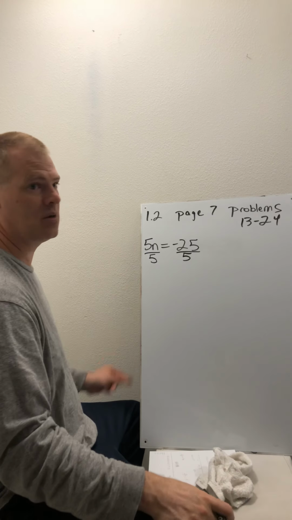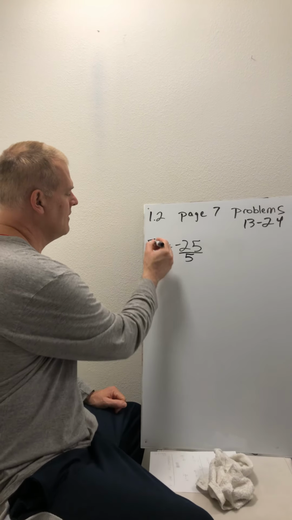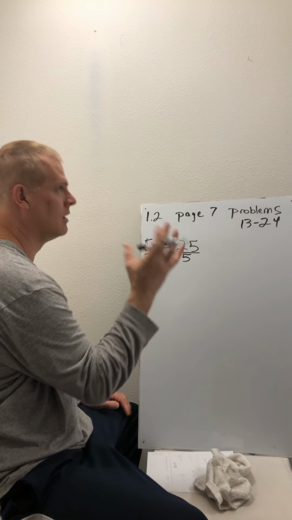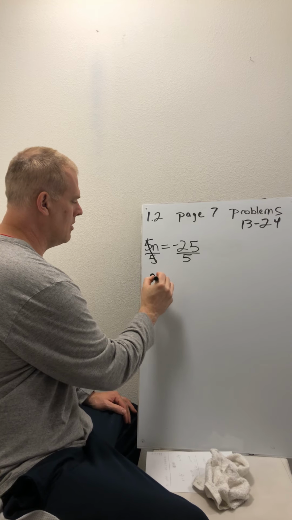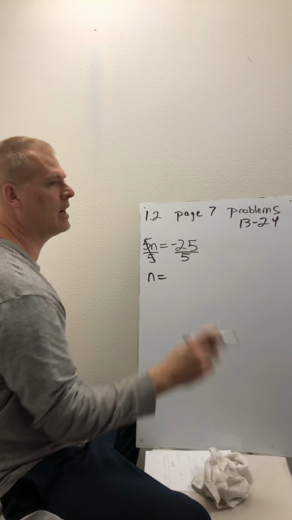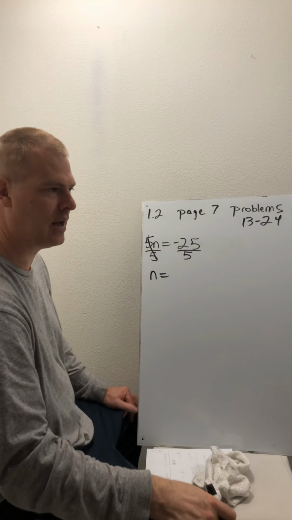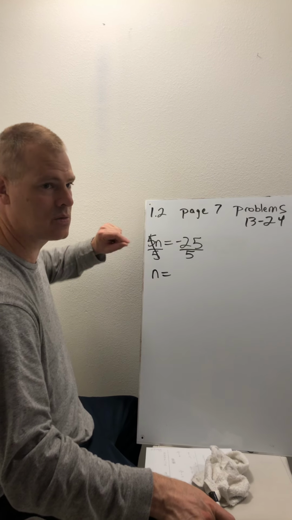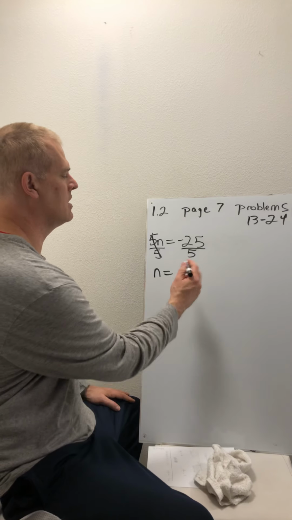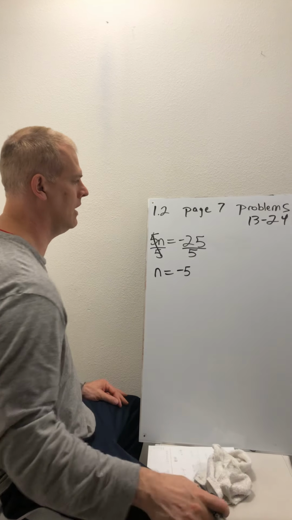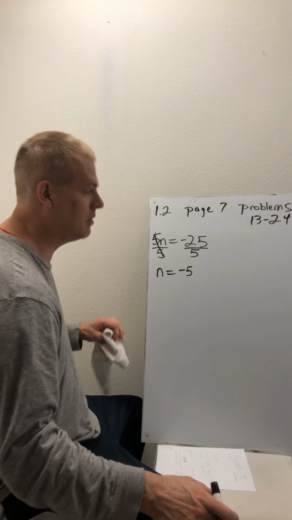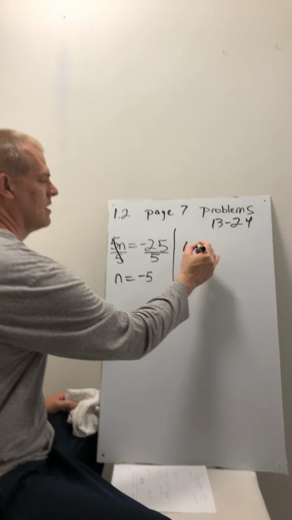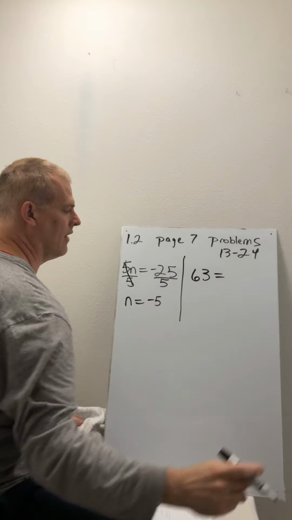When we divide both sides by 5, the 5's on the left cancel, leaving n as my variable, and then I divide the right side, which is negative 25 divided by 5. The signs here are positive and negative, so that means we're going to get a negative answer, and when we divide, we get negative 5. Okay?